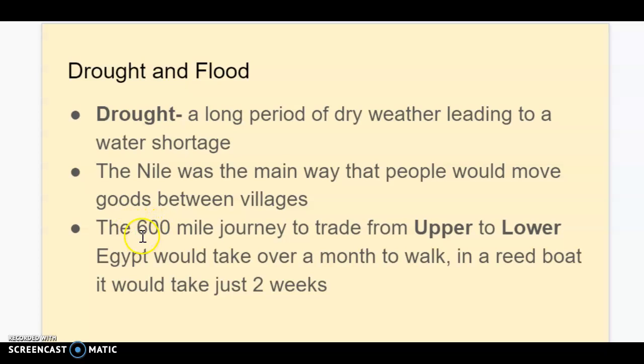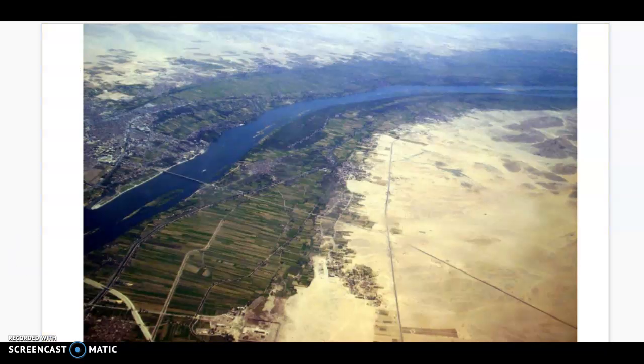And so the 600-mile journey to trade from Upper to Lower Egypt would take over a month to walk on foot, or just about 2 weeks in a reed boat made by reeds that are on the banks, the shore of the Nile River. So that's a lot more efficient. Walking is not as efficient. Using the river as a superhighway of transportation, and even today it's a superhighway of transportation for Egypt.